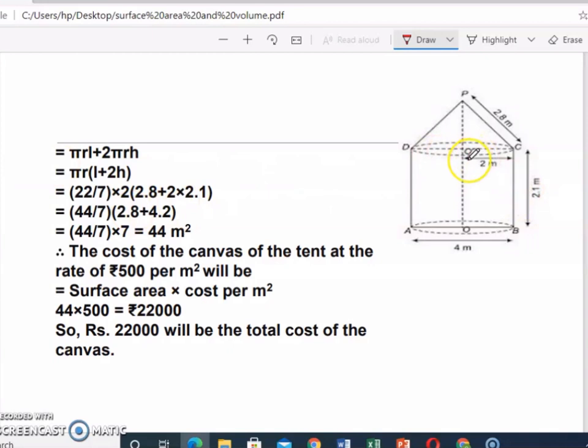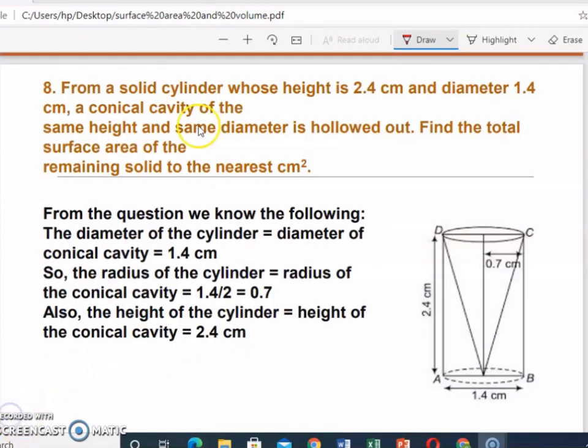Since the radius is the same for both the cone and the cylinder, I can take it common. So 22 by 7 into R into (L plus 2H). After substituting all these values, the answer will be 44 meter square. That will be the area of the canvas, and for the cost, multiply this 44 with 500. So that will be rupees 22,000, the total cost of the canvas.